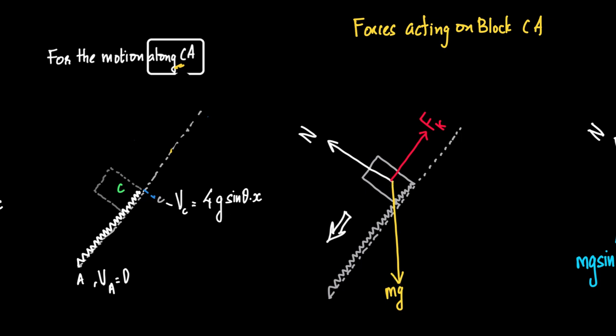Earlier we had mg and N. Now the overall direction is downwards. Since there is friction on the surface, the friction will oppose the relative motion, like this. So we have opposing relative motion for the friction of kinetic nature. Why is friction kinetic here? Because there is some relative motion.